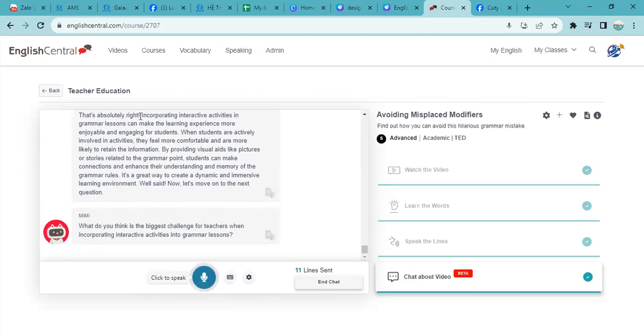That is absolutely right. Incorporating interactive activity in grammar lessons can make the learning experience more enjoyable and engaging for students. When students are actively involved in activities, they feel more comfortable and are more likely to retain the information. By providing visual aids like pictures or stories related to the grammar point, students can make connections and enhance their understanding and memory of the grammar rule. It's a great way to create a dynamic and immersive learning environment.